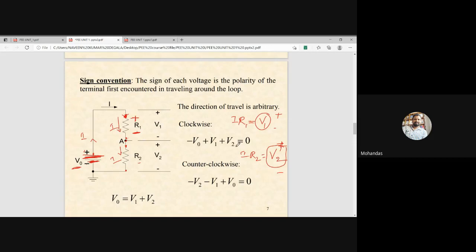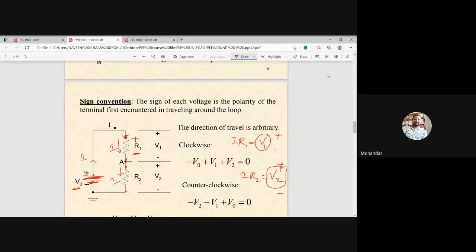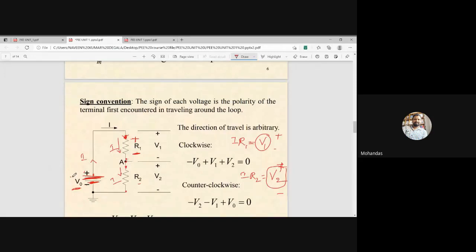Now, while writing the KVL algebraic sum, how many voltages are there in the circuit? Please tell me. One is V0, the source voltage. Another is V1. Another is V2. How many voltages are there? Three in total. Very good, three voltages.